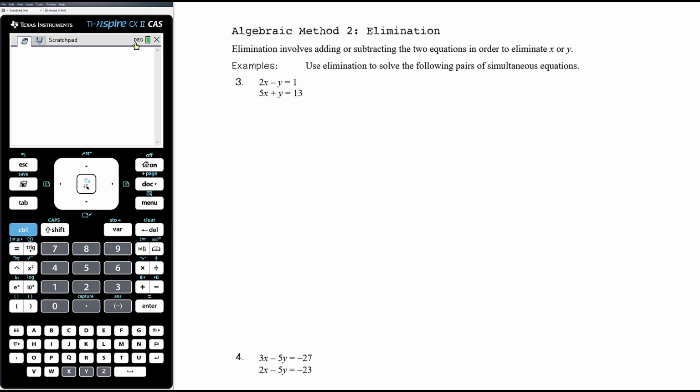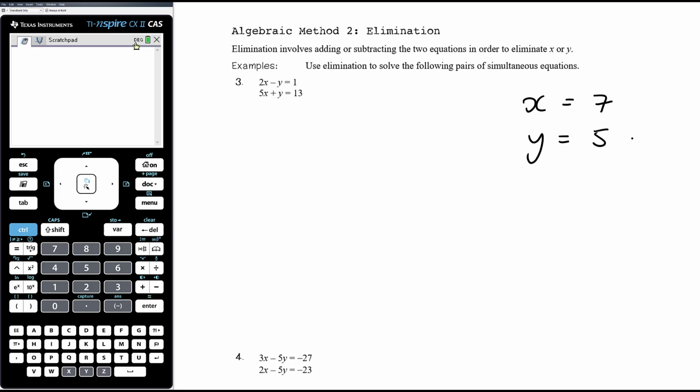Okay, the second algebraic method is something called elimination. And rather than substituting one equation into another, we want to try and eliminate one of the two variables. So what we want to understand is that if we have two equations, let's say we have something as simple as x equals 7 and y equals 5.